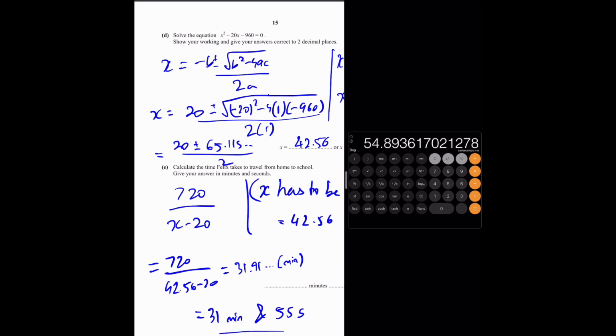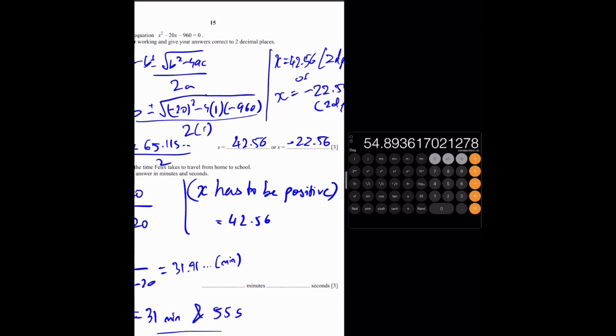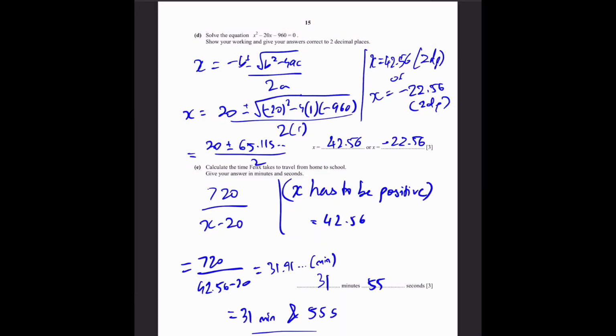How do we do that? We just subtracted the whole number part. Only the decimal part is going to be number of seconds, and we multiplied by 60 because seconds is 60 times minutes. So 31 minutes and 55 seconds is our final answer. I rounded it to the nearest whole number for seconds. Now let's go to question 21.